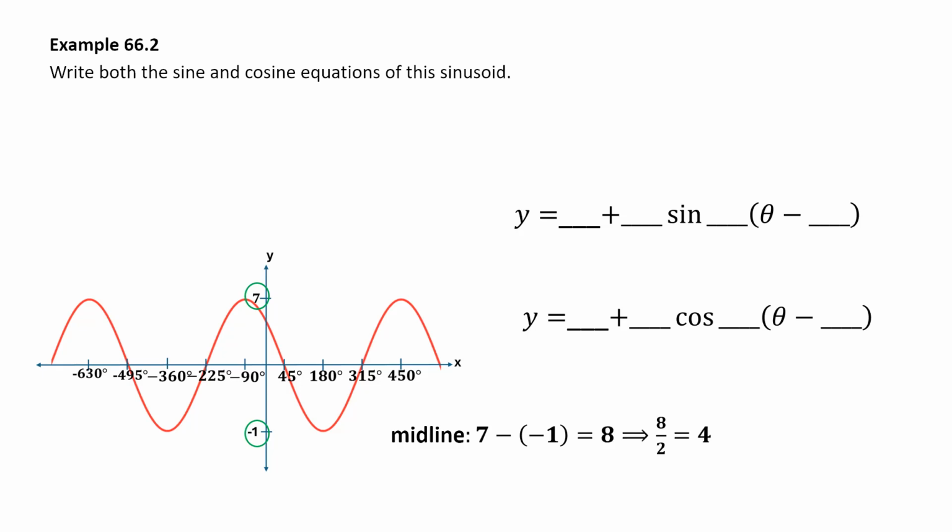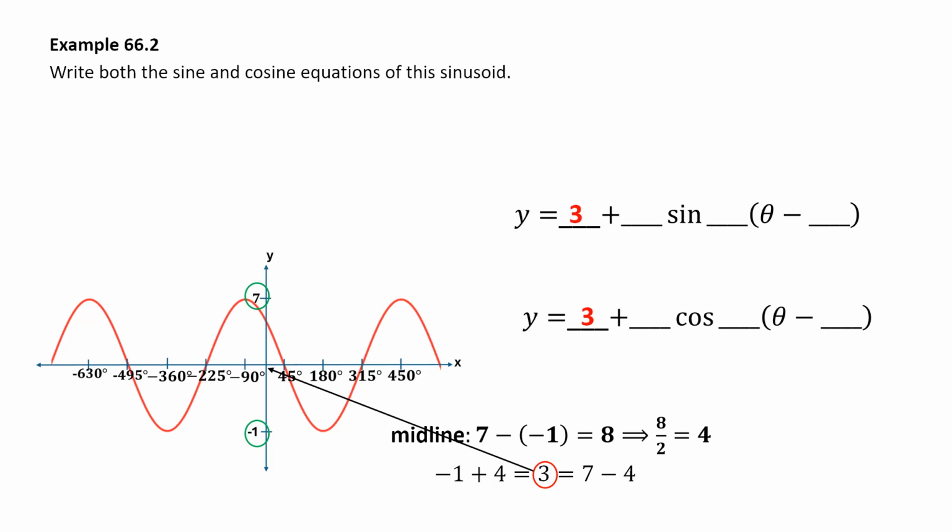So we know that if we go up from -1, 4 spaces, we'll get to the midline. If we go down from 7, 4 spaces, we'll be at the midline. And so -1 plus 4 is 3, which is the same thing as 7 minus 4. That's 3. So 3 is that center line. It is the line y equals 3. So that is the center line, and that's what goes into the first blank.